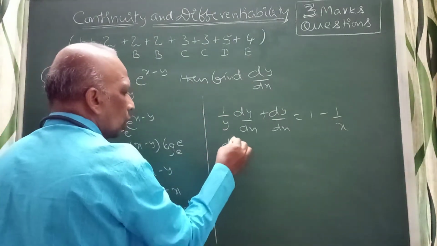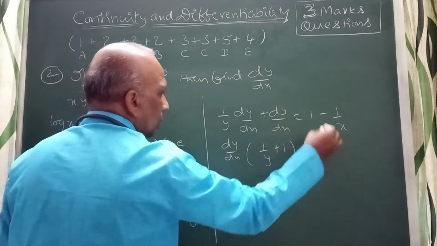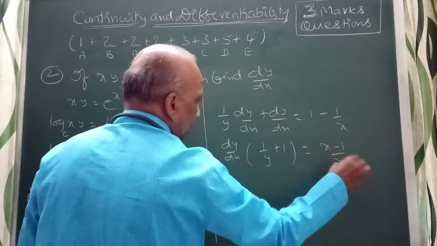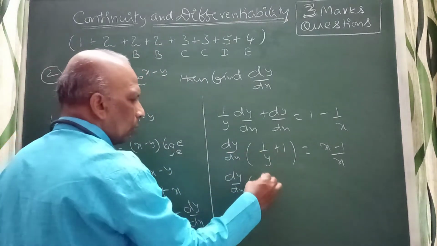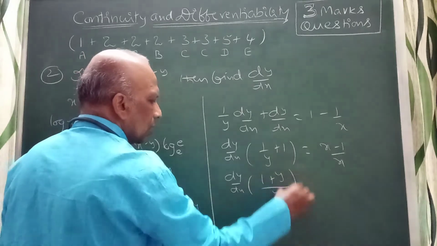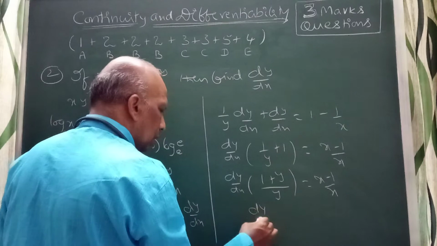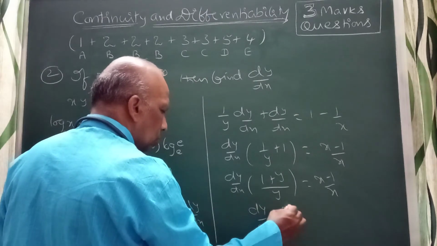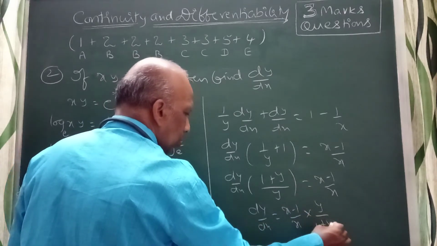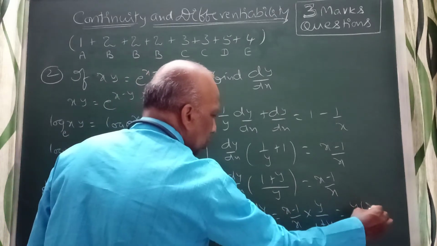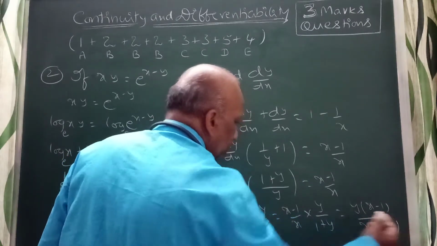Take dy by dx common. Dy by dx into (1 by y plus 1). This is again (x minus 1) by x. You can write here dy by dx (1 plus y) by y equal to (x minus 1) by x. Transfer that side. Dy by dx equal to (x minus 1) by x, and if you take that side, y by (1 plus y). So y into (x minus 1) by x into (1 plus y).